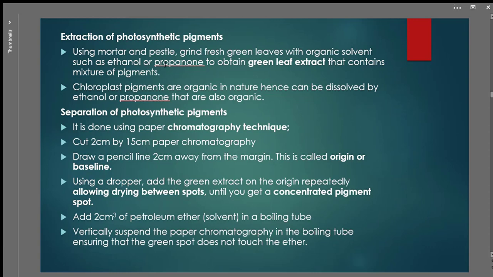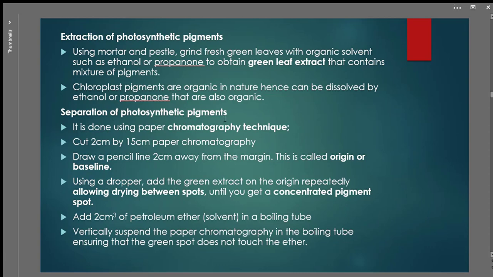These two, ethanol and propanol, are actually organic solvents, and because the chloroplast pigments are also organic, it means that the ethanol will dissolve them. Like dissolves like, meaning that polar for polar, non-polar for non-polar. So in this case, the ethanol or the propanol will be used as the solvent to dissolve those photosynthetic pigments.